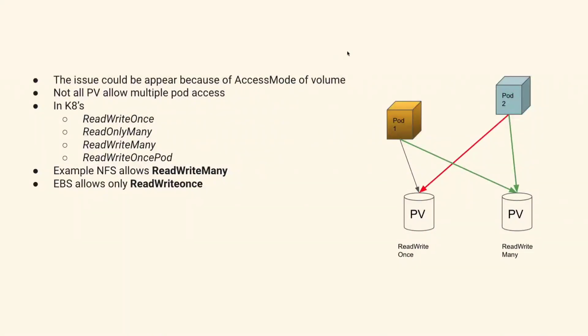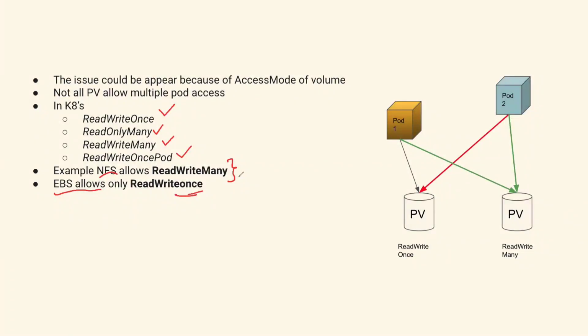When you are provisioning any kind of volume in Kubernetes, it is very important to be aware that each of these volumes will have one of these parameters: read-write once, read-write many, read-only many, and read-write once pod. Some examples: the NFS volume, that is a network volume, allows and handles read-write many, whereas the EBS volume will always handle read-write once.